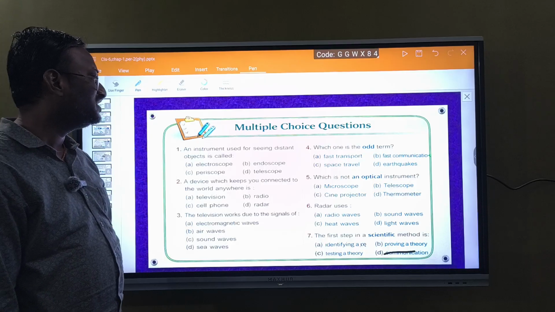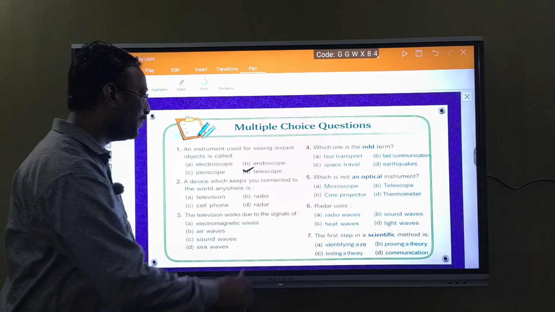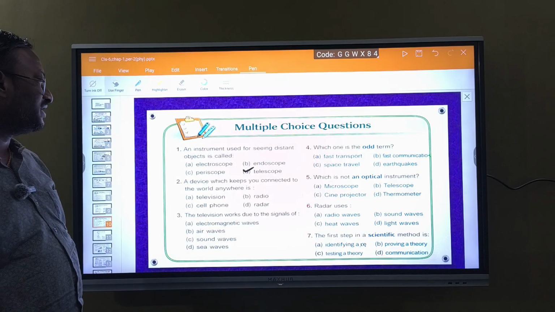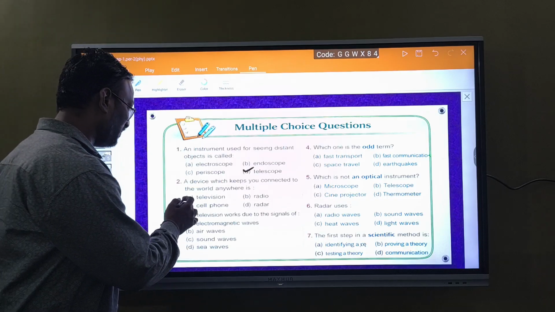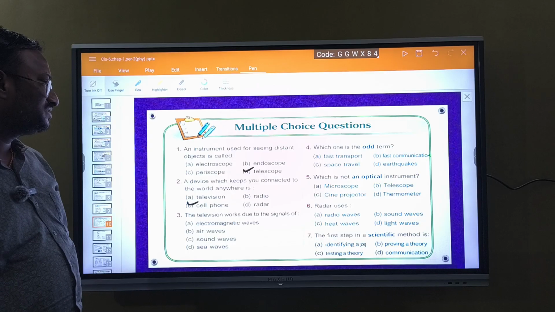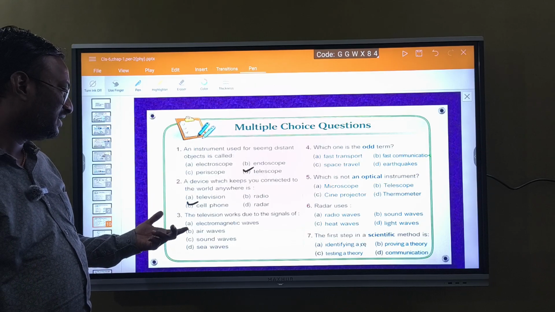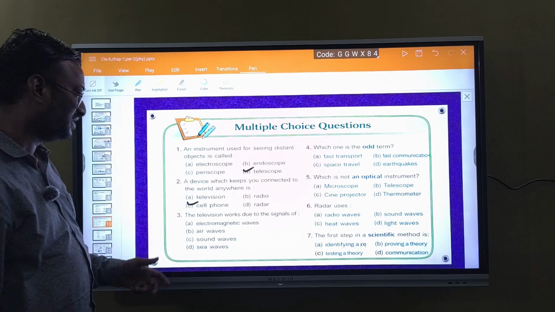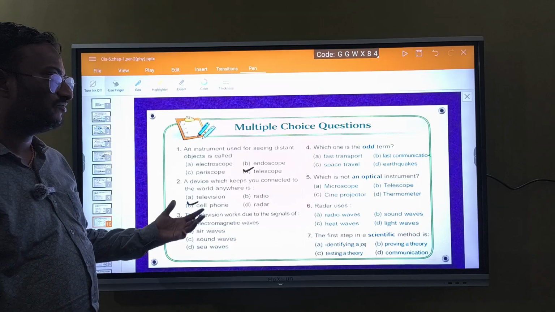See here. An instrument used for seeing a distant object, we call it a telescope. A device which keeps you connected to the world anywhere. What is that? Mobile phone. The television works due to the signals of, which signals? Electromagnetic, air, sound. See, it is electromagnetic waves. With the help of electromagnetic waves only the television is working.